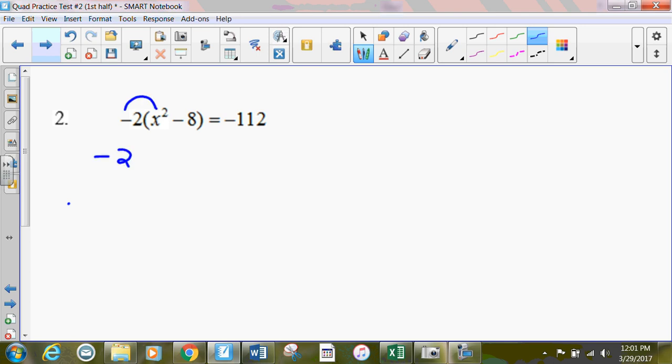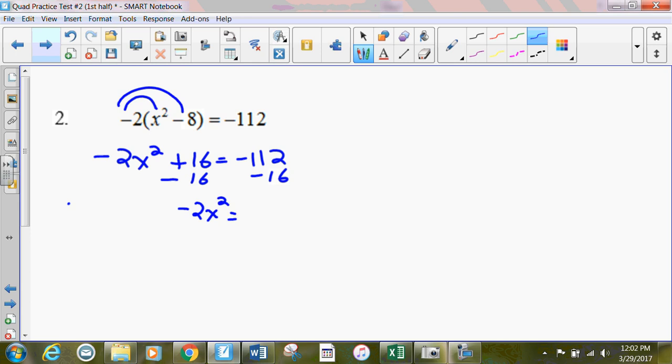If I distribute, it's going to look like this, right? And then if I want to do the square root method, that means I want to get x squared by itself. So that means I want to move the -16 to both sides and end up with, let's see, -8x squared equals -128, right? And then divide both sides by -2. So I get x squared equals 64.